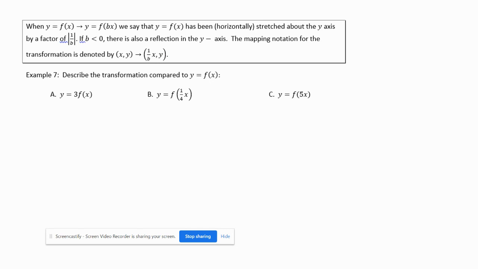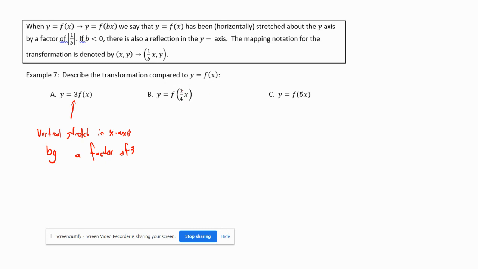All right, so we're going to describe these transformations. In this case, the 3, which is out in front, means a vertical stretch about the x-axis by a factor of 3. So if it's outside the function like this, it's going to be a vertical stretch. Now, what's this 1/4 do?